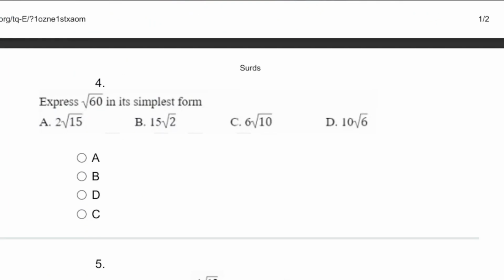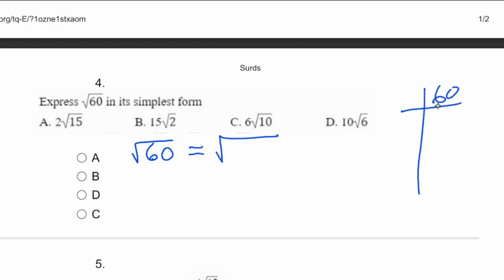What we have here is to express root 60 in its simplest form. You're going to simplify this just like what we just finished. Root 60. If you cannot think of how you're going to do it, what I would advise is to express it as a product of its prime factors in index form. So 2 here, that is 30. 2 here, that is 15. Then 3 here, that is 5.